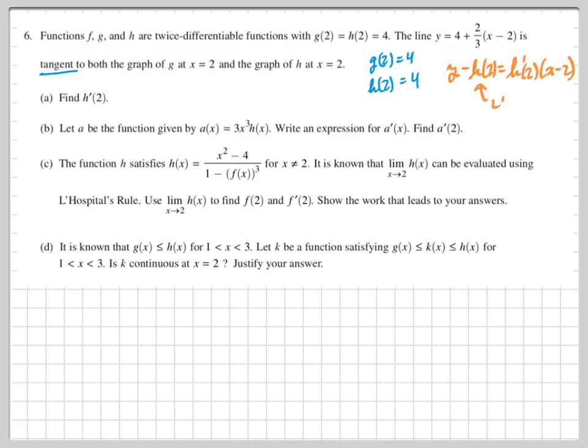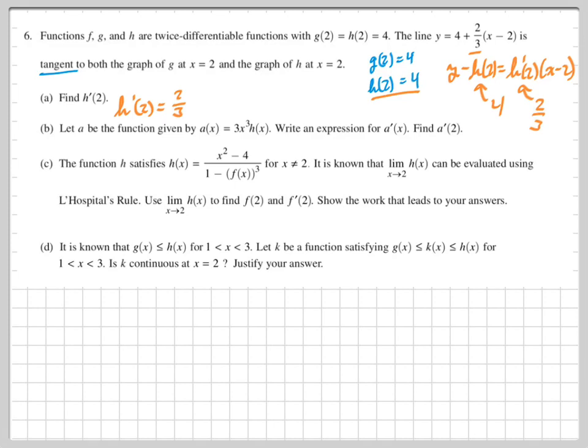Now we know that h of 2 is 4 because we're told that. So if we look at this and then we look at this, we go, oh yeah, we would just have to add 4 to both sides to make it look like that. And then we know that h prime of 2 is 2 over 3 because it's in the tangent line that they give us. And so that's all you have to do. You have to write that. You don't even have to write all this stuff that I wrote right here. If you just wrote this, then you're good.